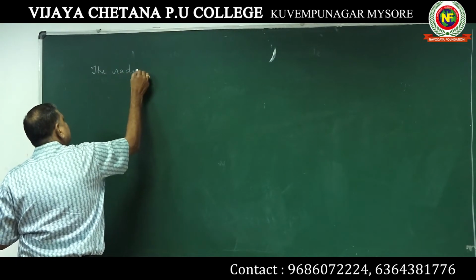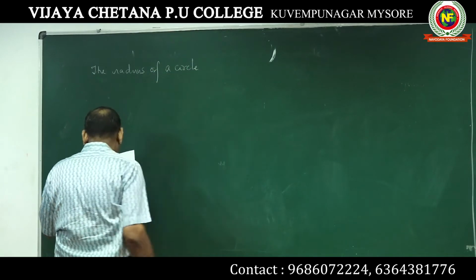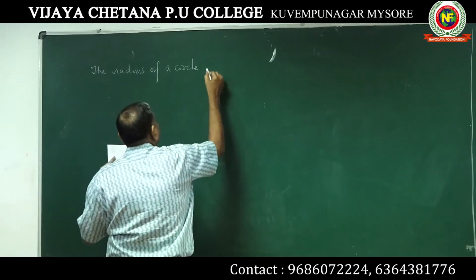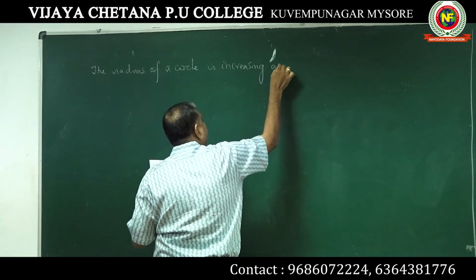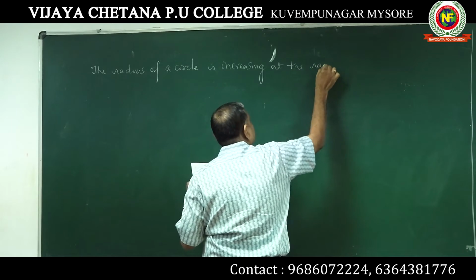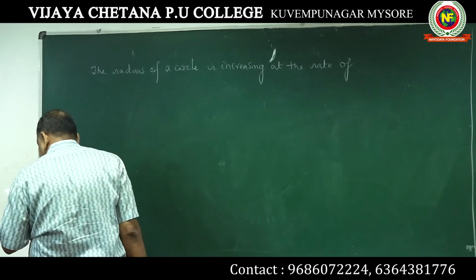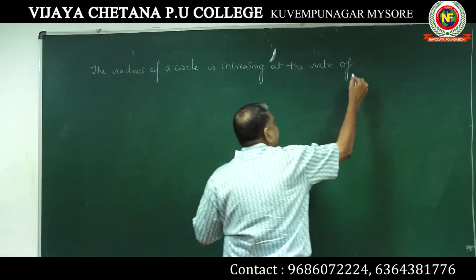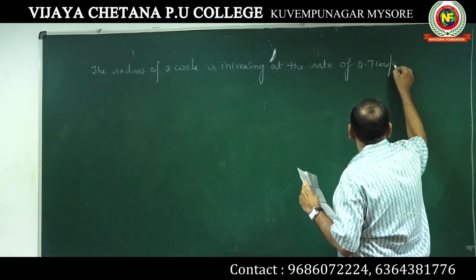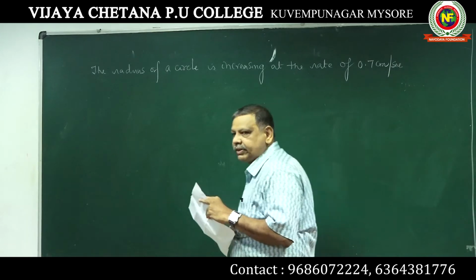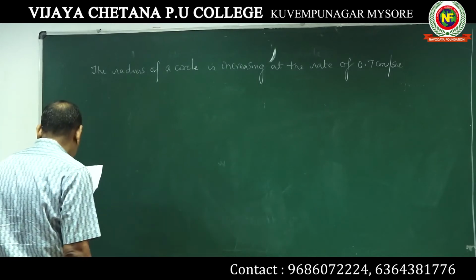Take the problem. The radius of a circle is increasing at the rate of 0.7 centimeter per second. This is very important. The radius of the circle is increasing at the rate of 0.7 centimeter per second.